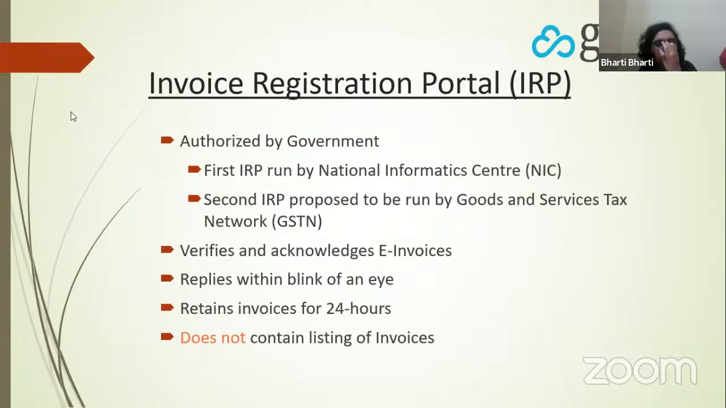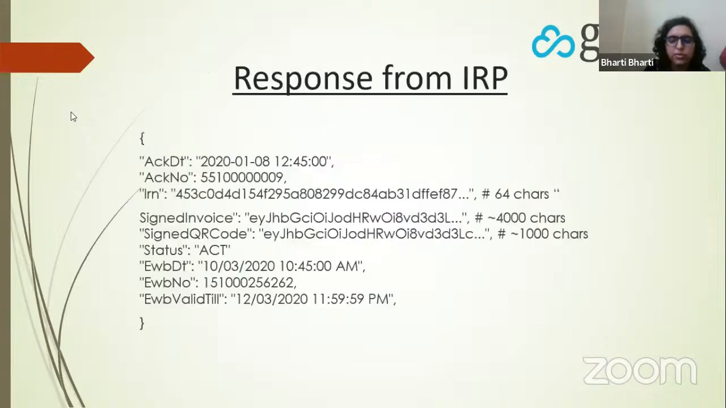Second IRP portal is proposed to be run by GSTN. It verifies and acknowledges e-invoices, replies within blink of an eye. It takes around 200 milliseconds for a response to come back from IRP. Retains invoices for 24 hours and does not contain listing of invoices. So once you have generated the e-invoice, it will only retain the information for 24 hours. Beyond that, it will not provide the information. It will not retain the information beyond 24 hours.